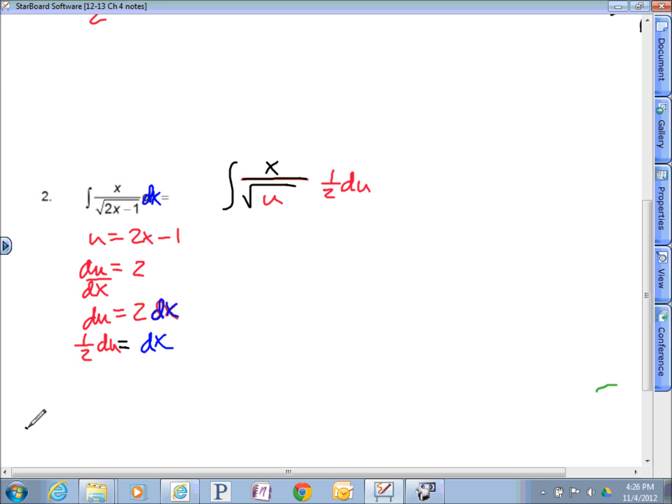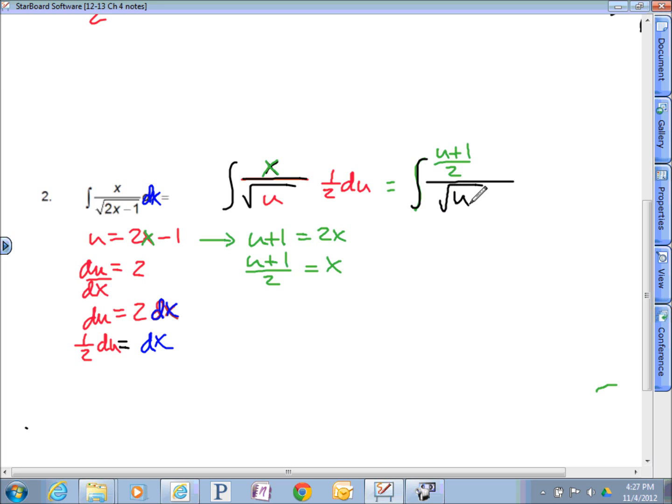So what am I going to do with x? This x and this x are the same. So if that's the case, let's solve this equation for x. If u is equal to 2x minus 1, then u plus 1 is equal to 2x. x is equal to u plus 1 divided by 2. So let's rewrite this integral. So I now have the integral, let's do black, the integral of, let's see, fraction, u plus 1 over 2 on the top, square root of u on the bottom, du on the end, 1/2 out in front.